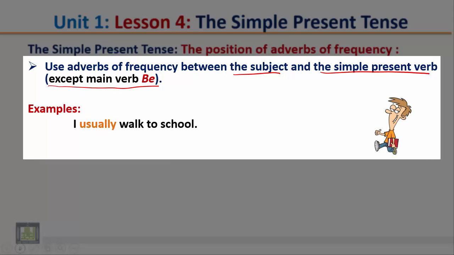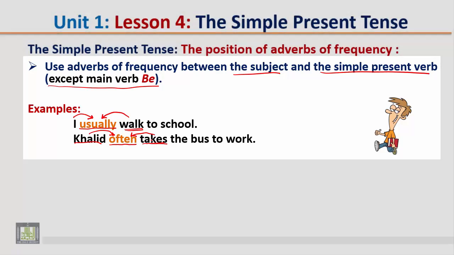Examples. I usually walk to school. Notice here that the adverb comes before the verb and after the subject. Another example, Khalid often takes the bus to work. Again, this is the adverb. The adverb comes before the verb and after the subject. This is the subject and this is the verb.